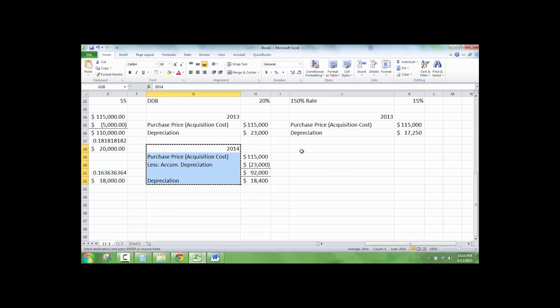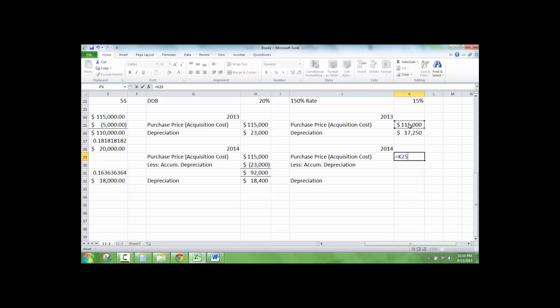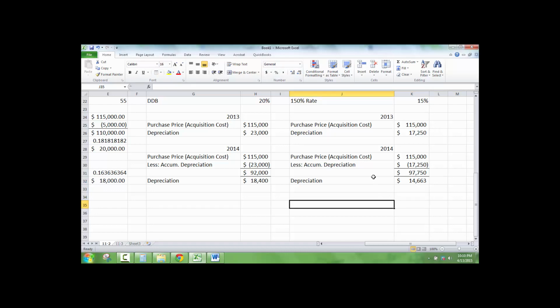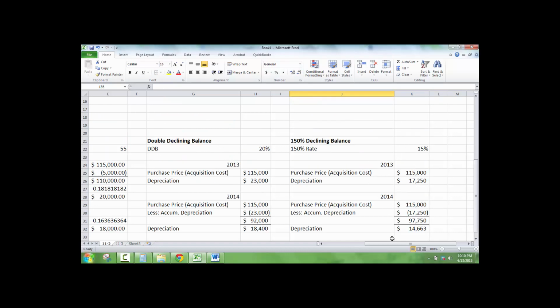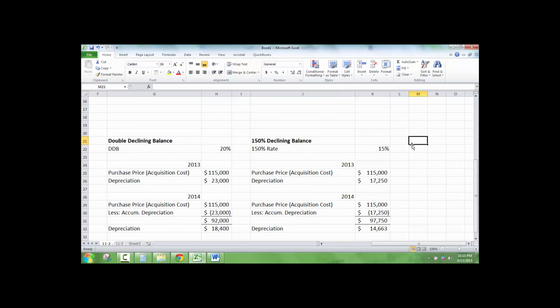For 2014, it looks exactly the same, but instead of 20%, we are using the 15 or 150 declining balance. Add that up. Depreciation is 15% of the 97,750. And if we round to the nearest dollar, that is our depreciation for 2014. And our final method is the units of production method.